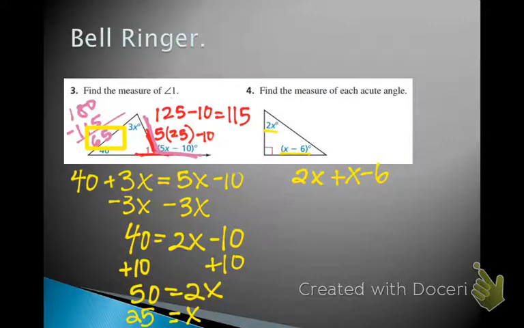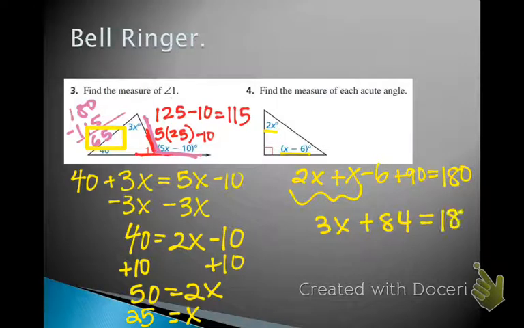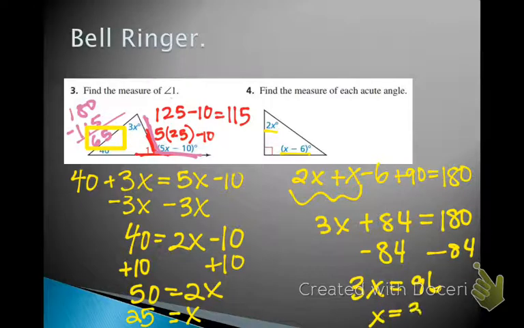Did I add all 3 angles? No. What's my third angle? 90. And it will equal 180. So now I need to combine my like terms. 2x and x make 3x, plus 84, because minus 6 plus 90 is 84. What do I do from here? Subtract 84. I get 3x equals 96. Divide by 3 and x equals 32.